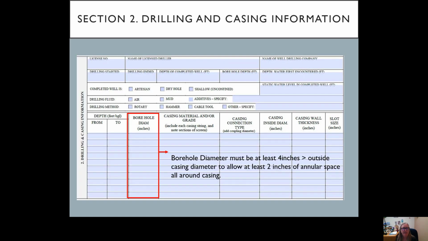So again, the borehole diameter for the first 20 feet of a non-artesian well must be at least 4 inches larger than the outside casing diameter to allow at least 2 inches of annular space and grouting around the casing. If the borehole is less than 4 inches larger than the outer diameter of the casing, then the well must be pressure grouted. If you don't want to pressure grout, and most drillers don't, then the first 20 feet of the borehole must be at least 4 inches larger than the outermost casing diameter.